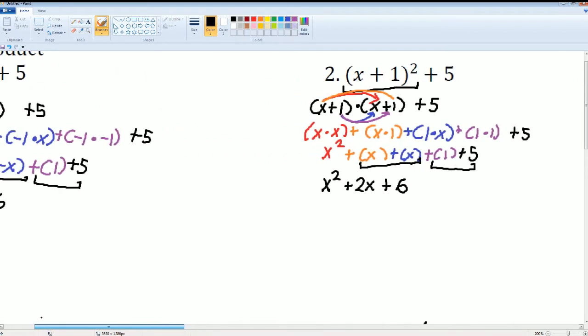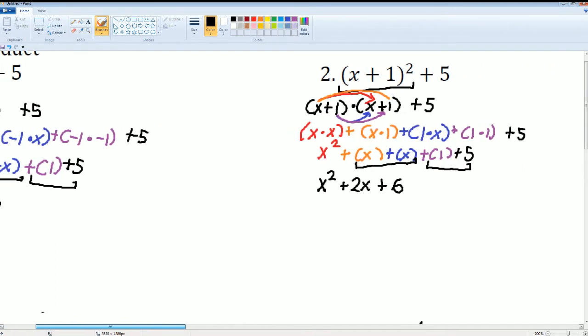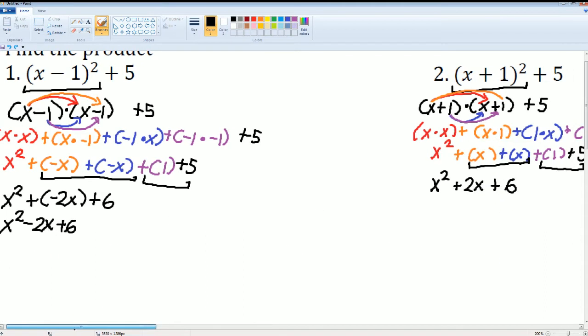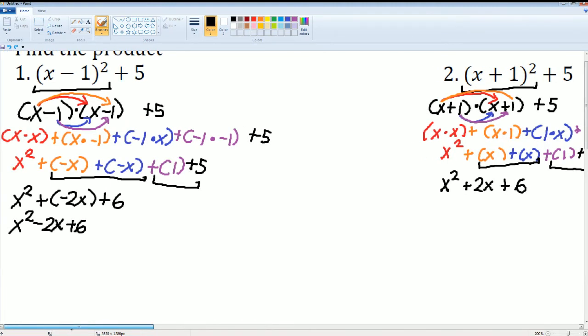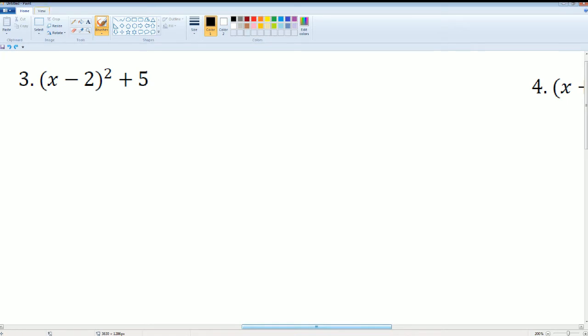Please understand that this was different from the previous question. They both had the plus 6 and the x squared, but the middle term was different. The previous one was minus 2x, and this one is a positive 2x. Please be careful. They look the same, but they're completely different. All right, let's do this one.